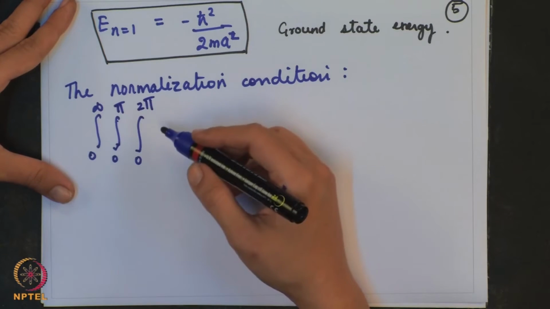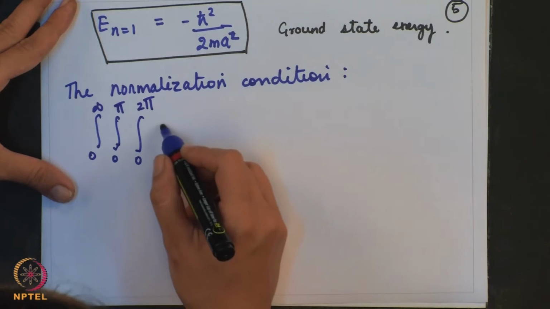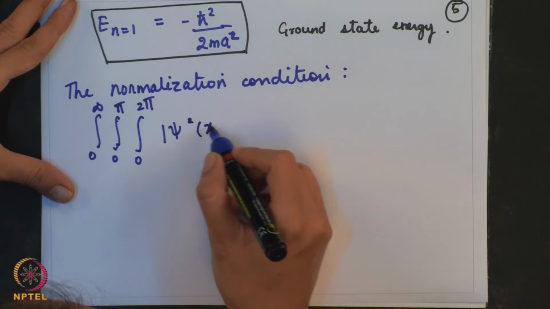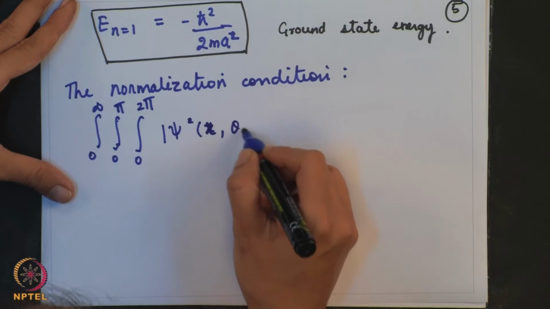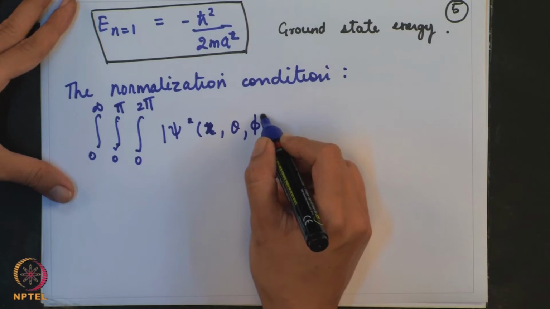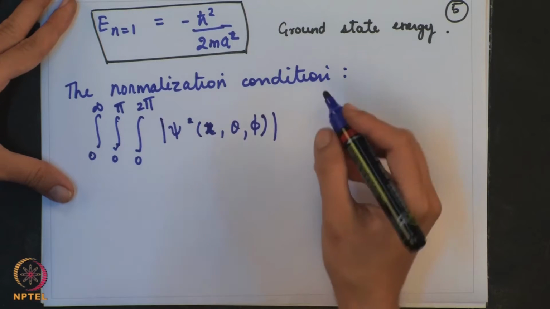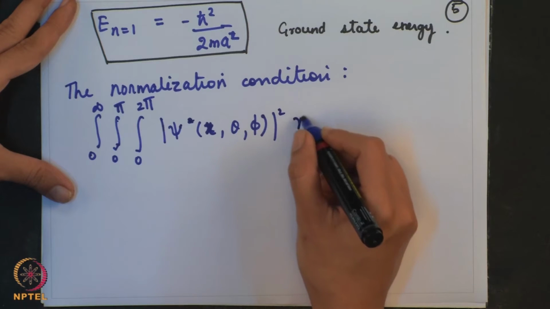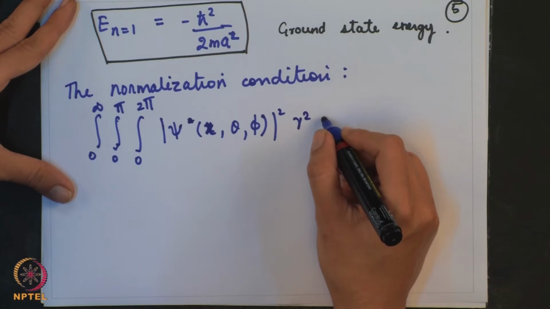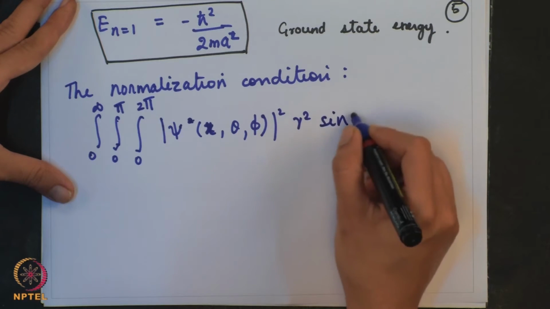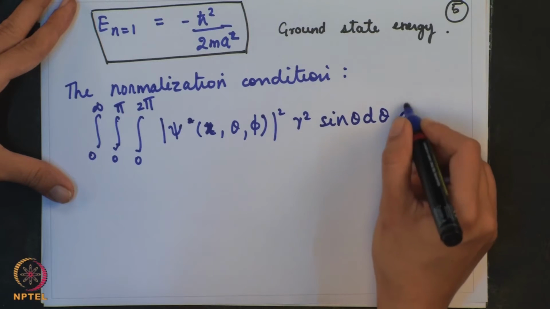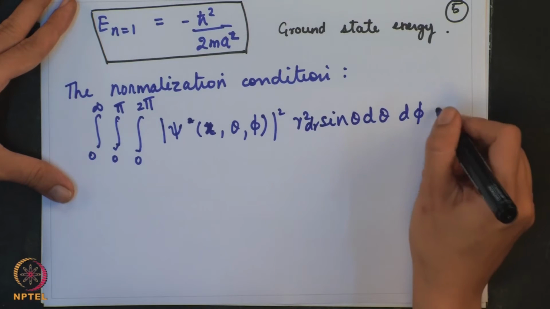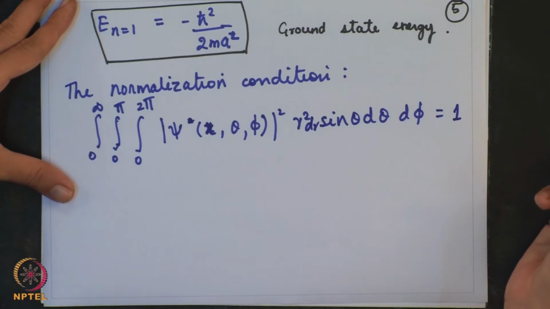So, when you integrate over r, theta and phi, that is psi square, r, theta and phi, okay, this is psi square r square sin theta d theta d phi, and you have a dr also. Okay. This should be equal to 1.